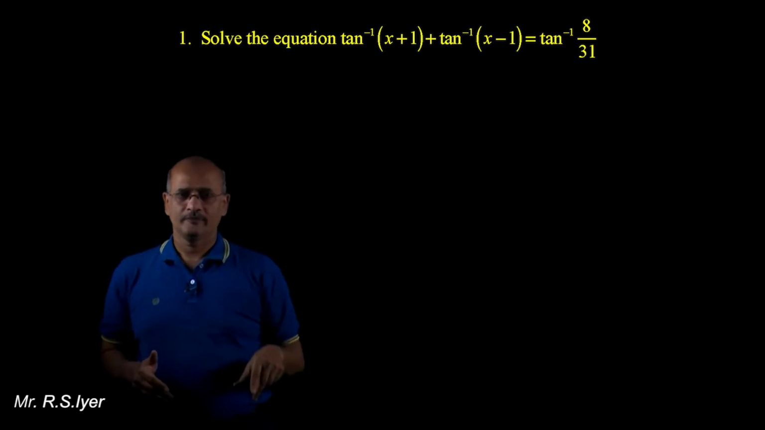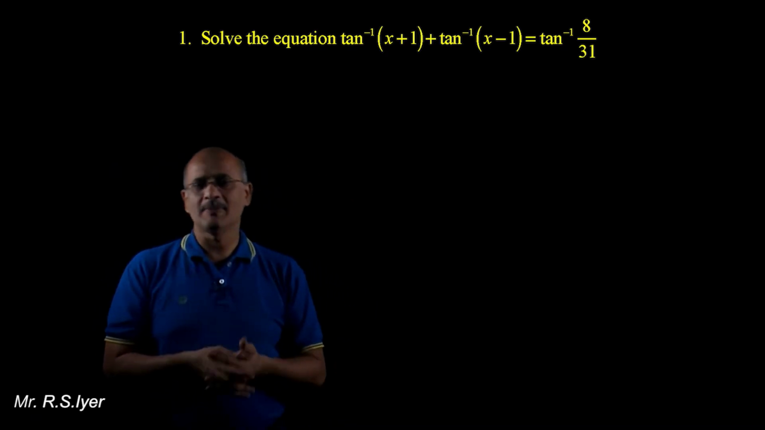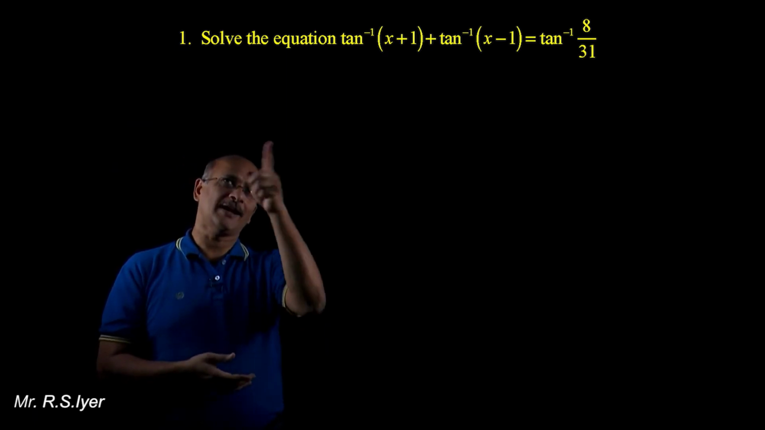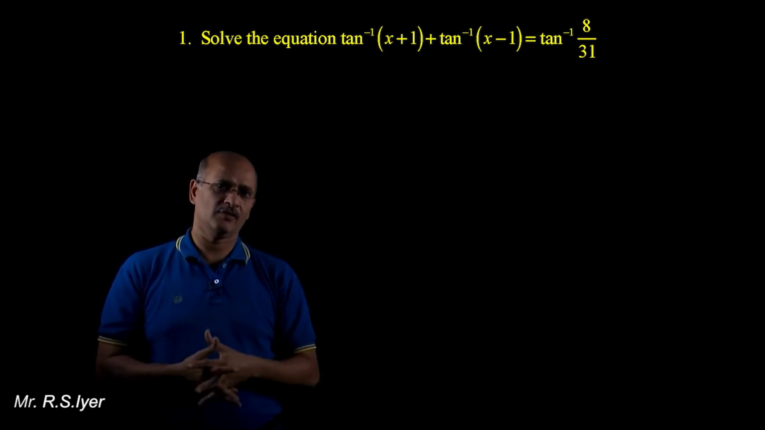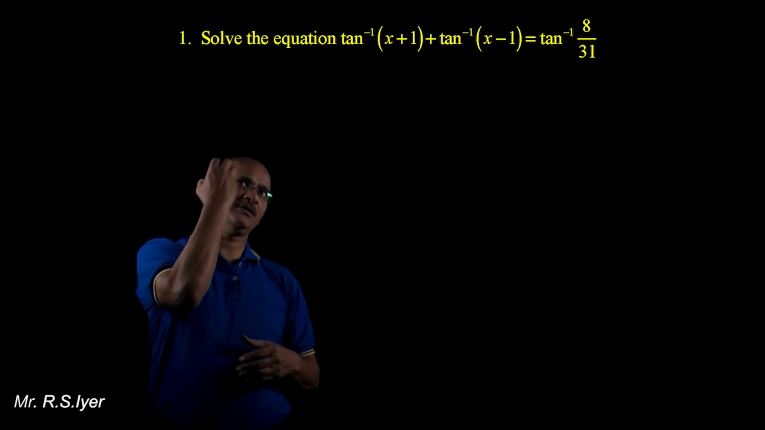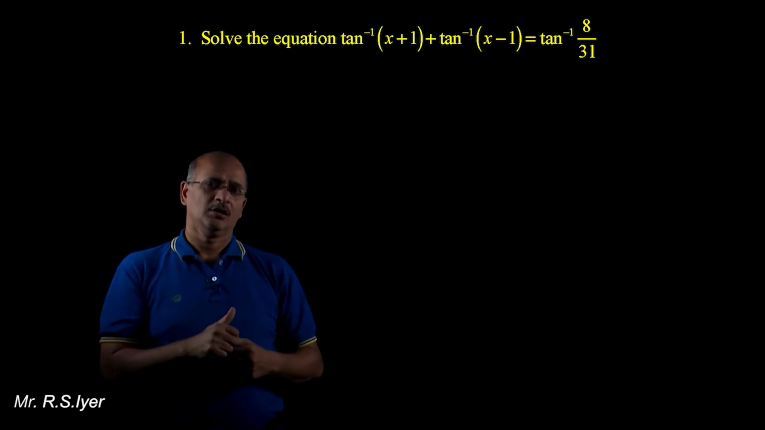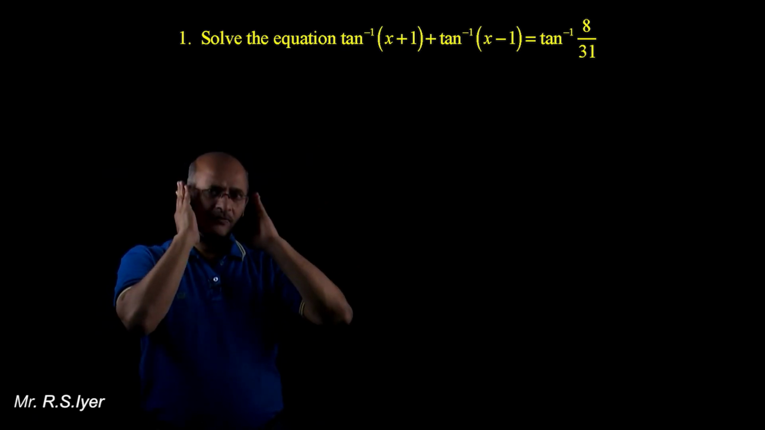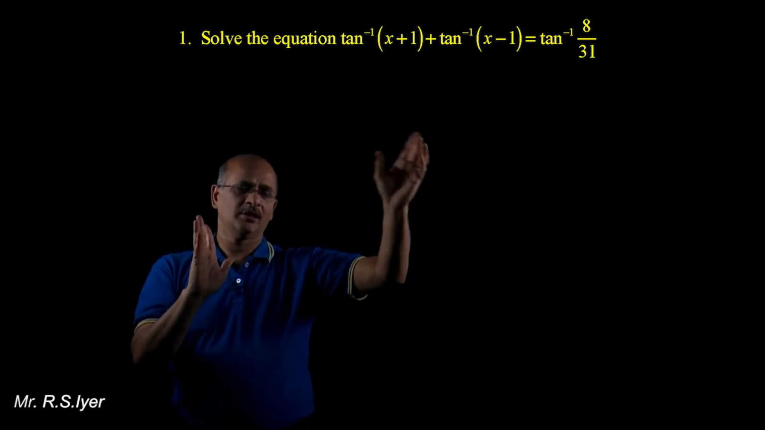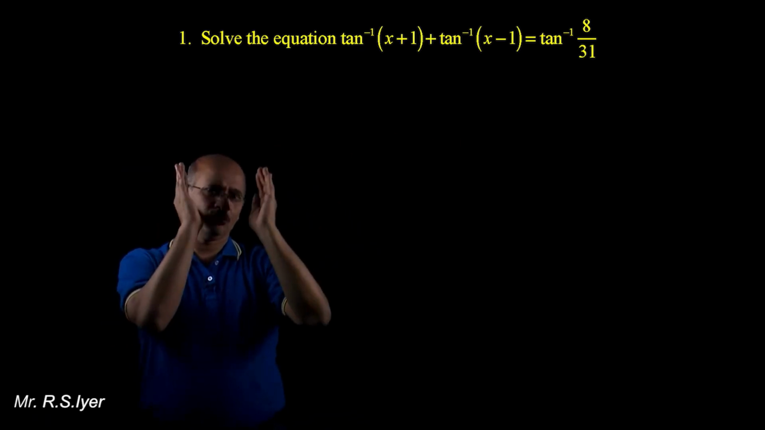So let us see one point I want to share with you. There is a thing solve. What do you exactly mean by solving? Solving means finding the value of x in these inverse ratios. So it is clear cut tan inverse x plus 1 plus tan inverse x minus 1 is equal to tan inverse. The best way to keep in mind is whatever the right hand side ratio is there, you convert the left hand side into the same ratio.